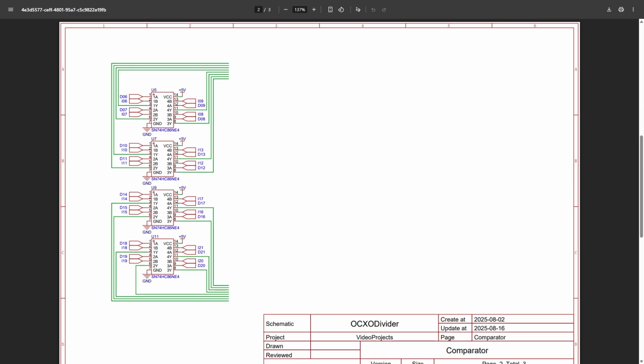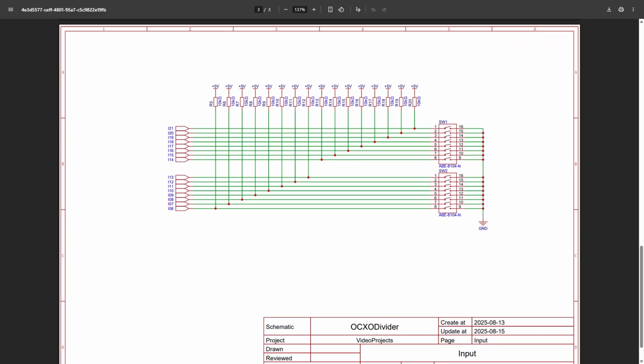If we take a closer look at U5 for example, we can see that on the A inputs I have connected the individual bits of the counter from the previous schematic. On the B inputs I have connected some new signals named I. These inputs come from this other schematic.